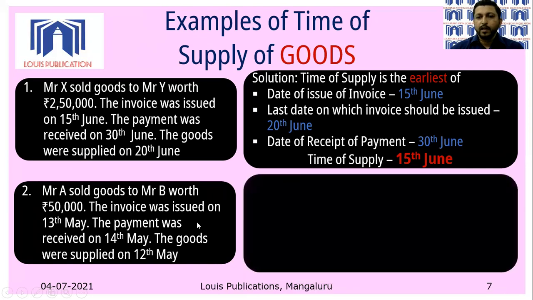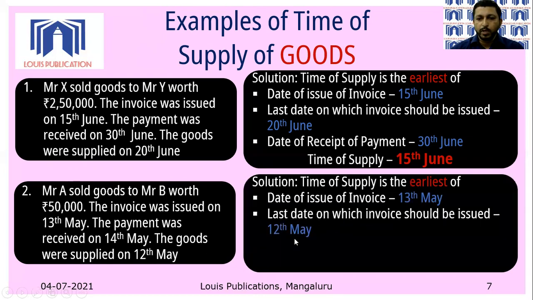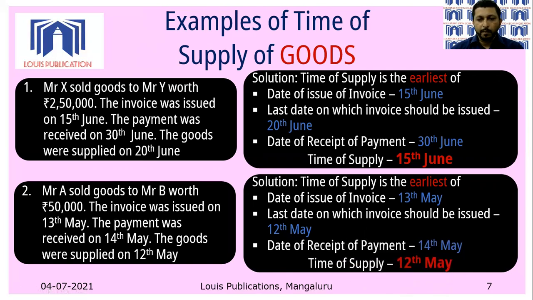So how would you find out the time of supply? Again, it will be the earliest of the three dates. The date of issue of invoice is 13th of May. The goods were supplied on 12th of May, so the last date on which the invoice should be issued is 12th of May. And payment was received on 14th of May. So among the three dates, 12th of May will be the time of supply. So two examples so far.